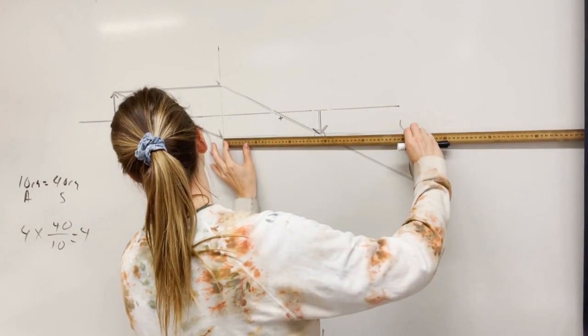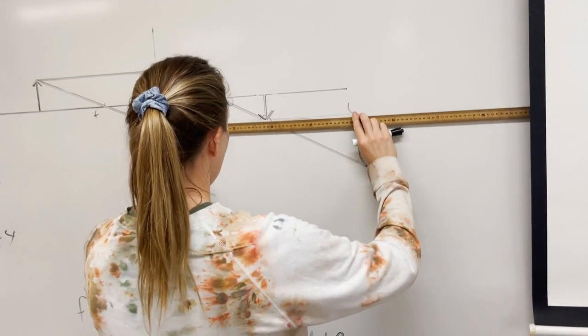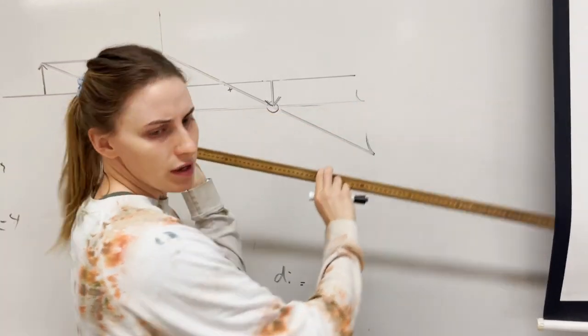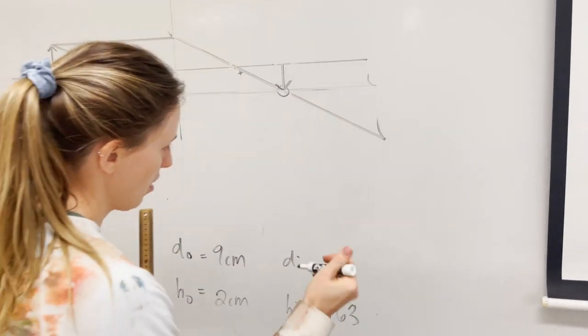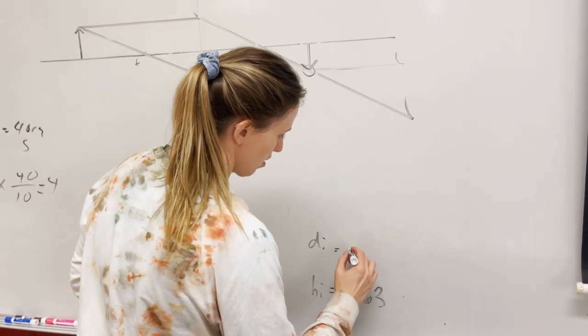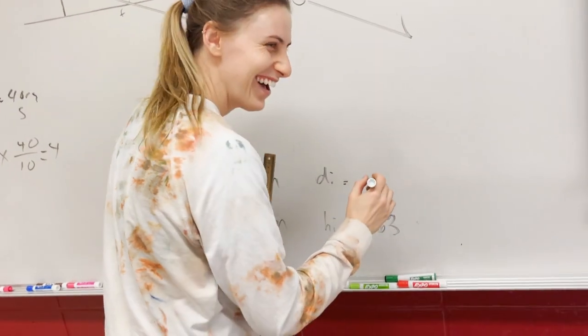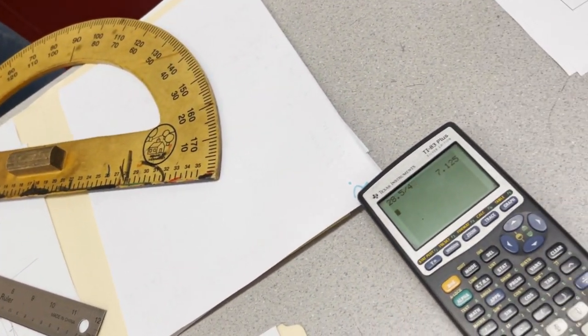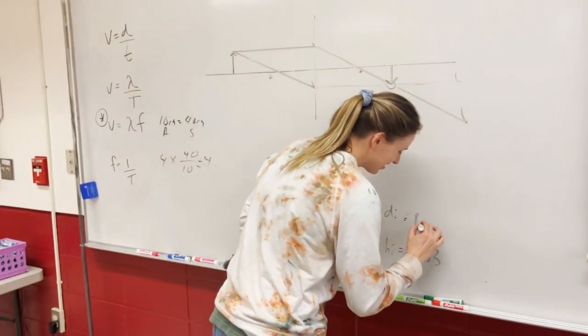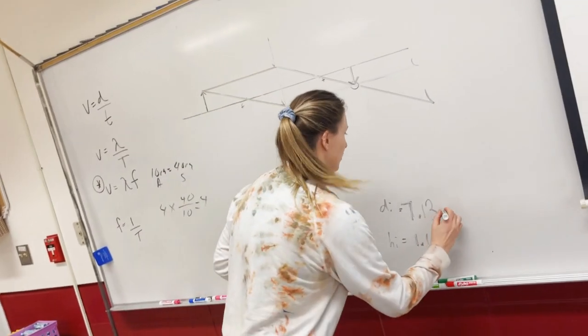Okay, so I measure 28.5. 28.5 divided by 4 is 7.13 centimeters. Oh, I forgot my units for these.